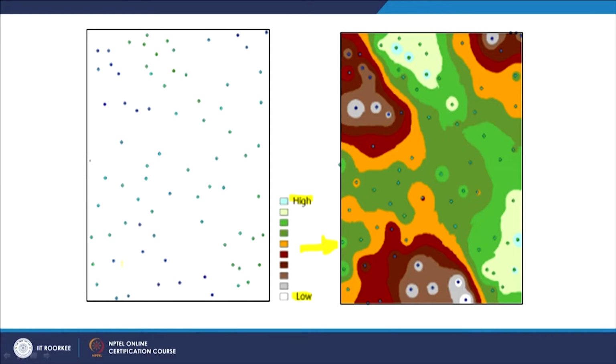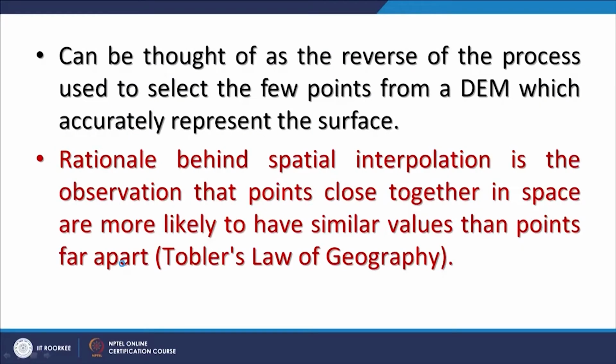But in the computer, both will be in separate layers, because one is vector and one is raster. So, they will reside as separate layers in the system. Now, this interpolation, or spatial interpolation, can be thought of as a reverse process used to select a few points from a DEM which accurately represent the surface.